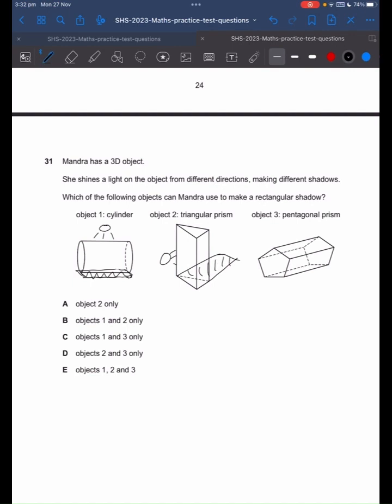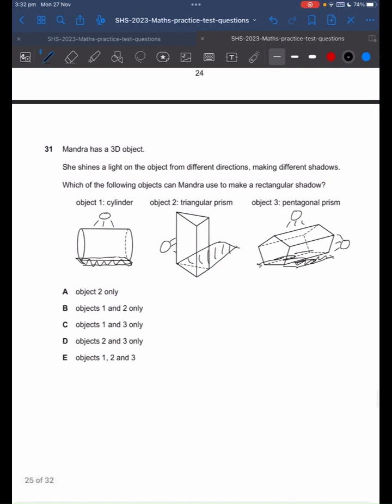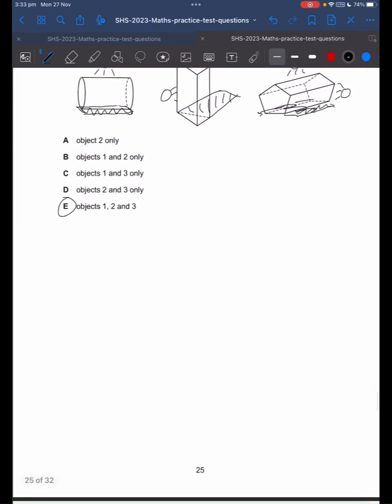And with a pentagonal prism, if you shine it from either the top or anywhere from the sides like this, it will also cast a rectangular shadow. So the answer must be E. It's objects 1, 2, and 3.